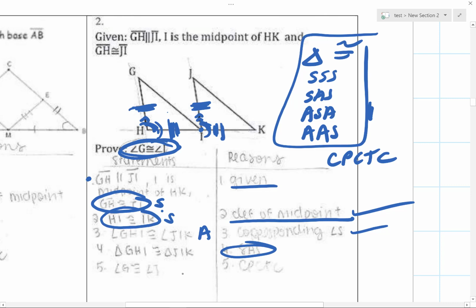And then once the triangles are congruent, the corresponding parts are congruent. So corresponding parts of congruent triangles are congruent. So now that you know that these triangles are congruent, all their pieces are congruent, including the ones that they wanted, G and J. So there you have it.